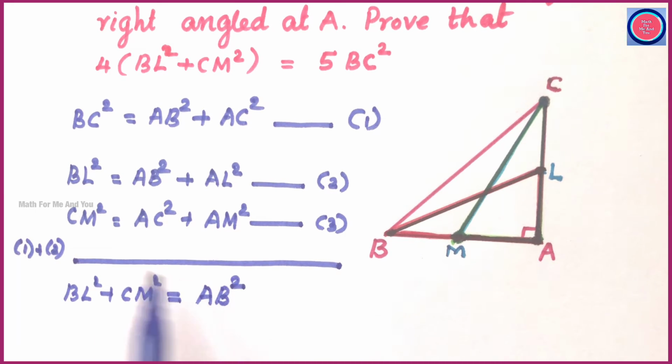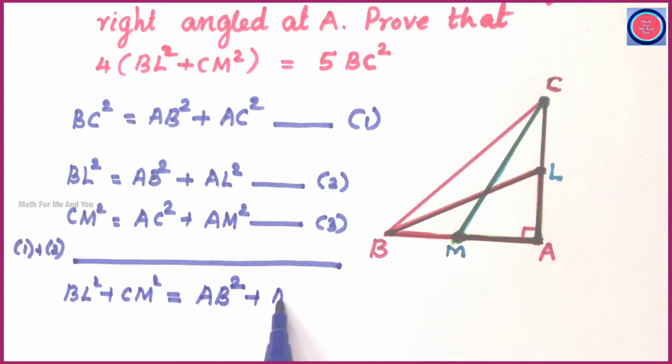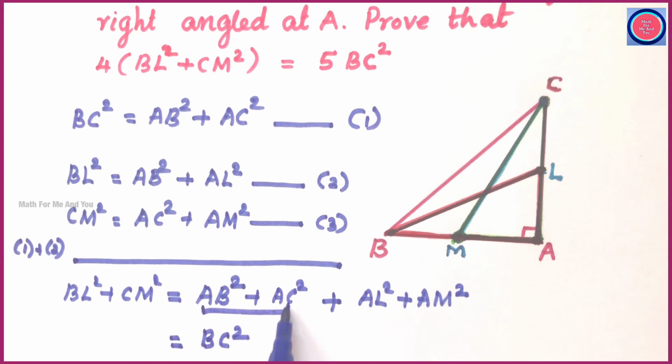AB square plus AC square. See what we are doing? We are adding like this, AB square plus AC square, plus other two terms we could write together, AL square plus AM square. Equation number 1 says BC square equals AB square plus AC square. That means we could replace AB square plus AC square with BC square. This is from equation number 1. The value of AB square plus AC square is BC square, plus AL square plus AM square.